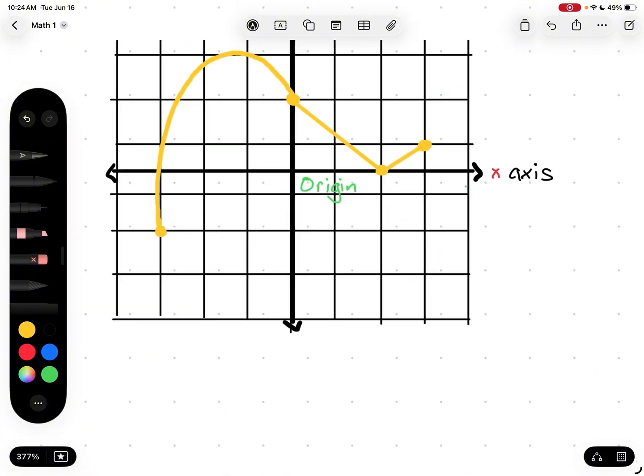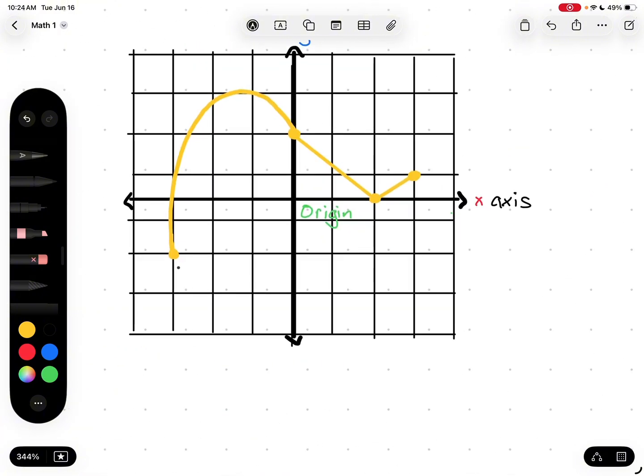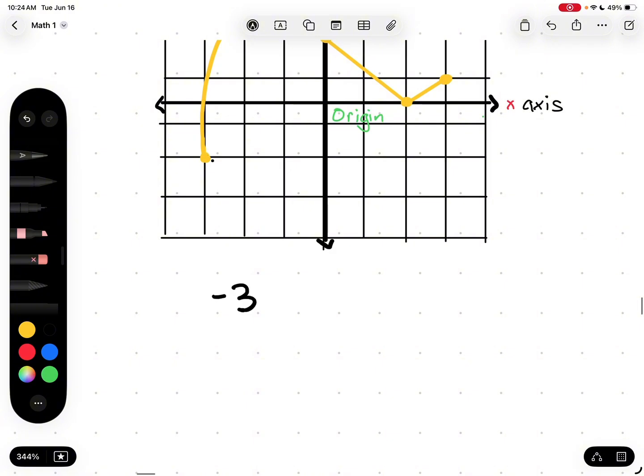Let's go over here. We're introduced to a new type of thing. So again, we'll just start with domain. We read from left to right, and when we start going left, we see that this is our first value. This is at -1, -2, -3. So we write down -3. It's a closed circle, so we add a closed inequality sign.